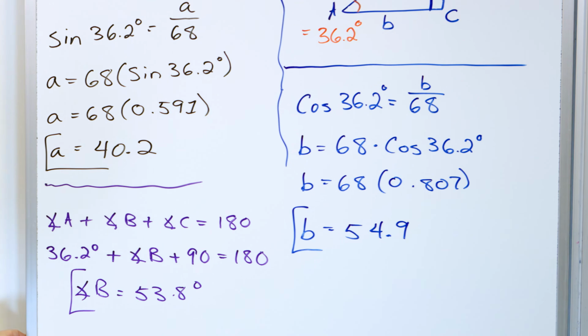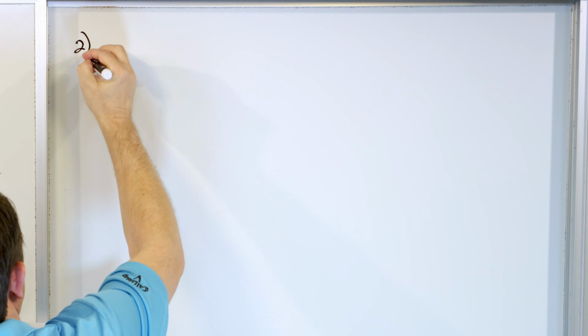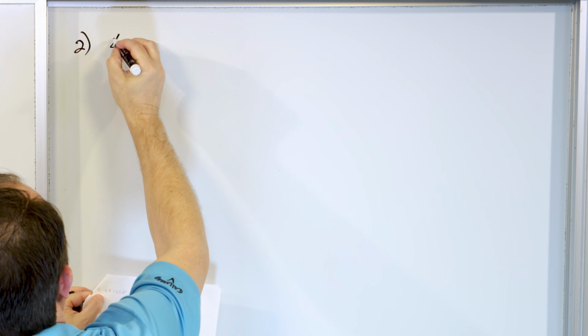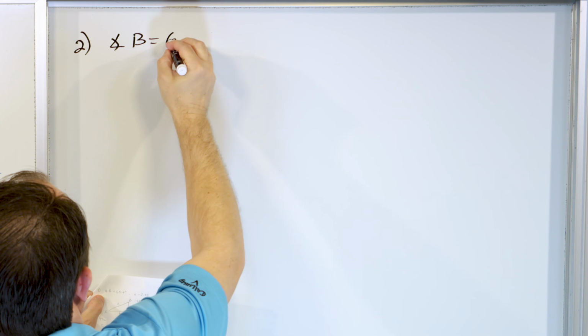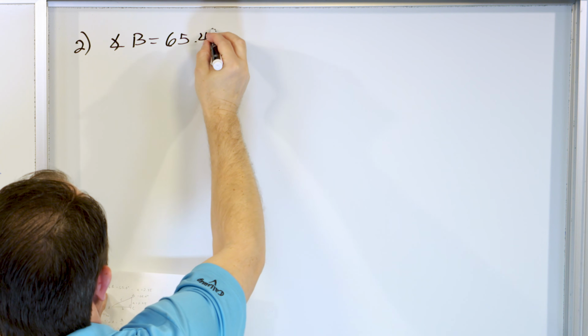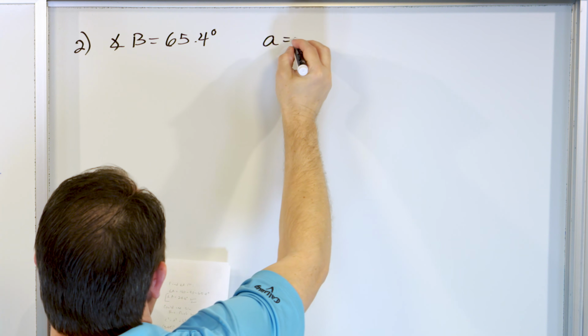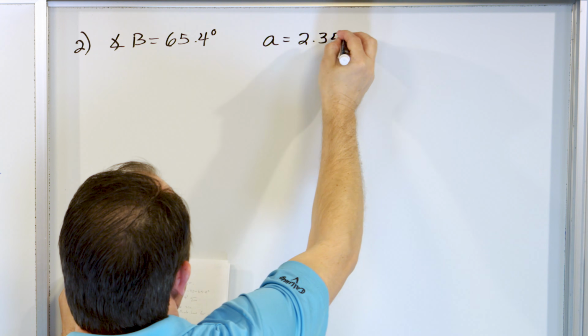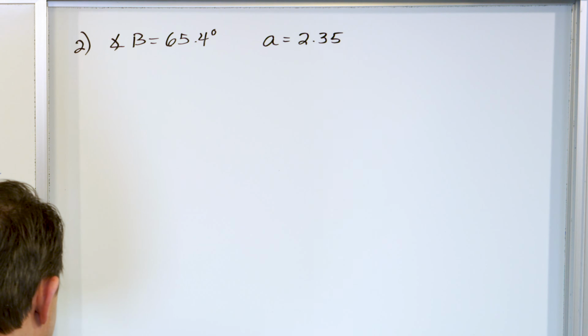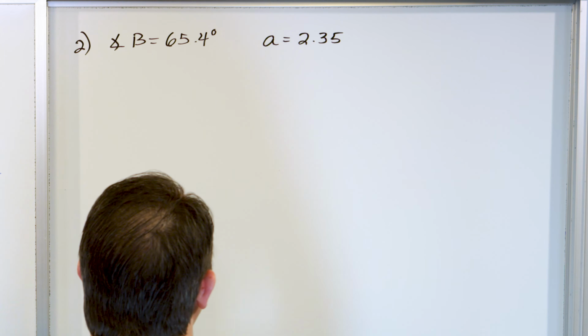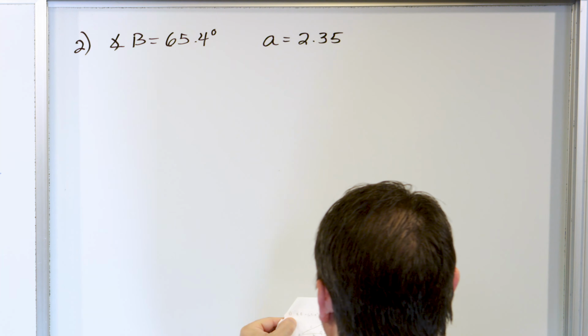All right, let's take a look at problem number 2. So I'm going to give you that the measure of angle B is 65.4 degrees. And I'm going to give you that side A is 2.35, whatever, millimeters, centimeters, nanometers, whatever it is. And we want to solve the triangle. We want to find all the other angles and all the other sides.